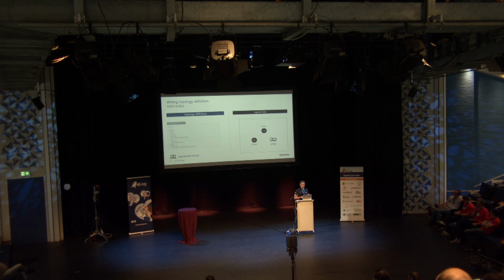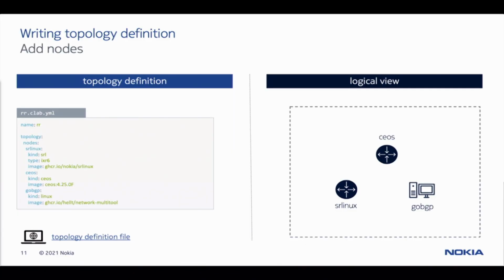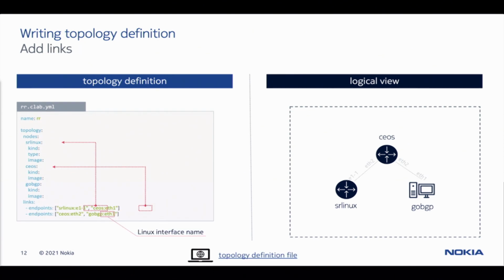OK, this was one node. What do we need to do to create those three nodes with GoBGP, cEOS, and SR Linux? Well, not really much. We just create two more nodes. You see that next to the SR Linux, there is a cEOS node, and the last one is the GoBGP node. Right now, with this topology, like you see on the left-hand side, we will have three nodes deployed, but no links between them.